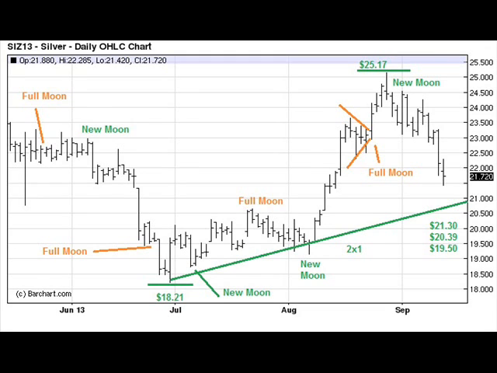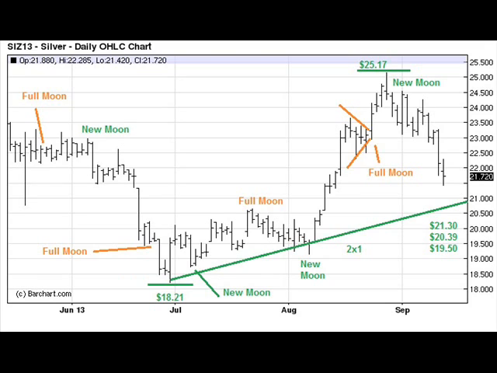What you see on the screen in front of you is the December 2013 daily chart of silver futures. This chart starts back in May, and brings you right up to the current time. I want to step you through a little bit of Square of 9 mathematics to start with.